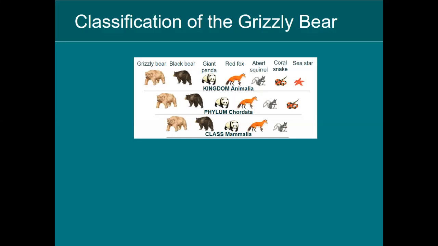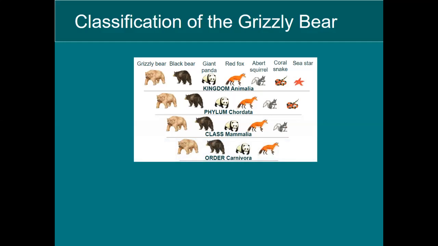Hopefully you were able to come up with order. The order here is Carnivora. These are our meat eaters. It doesn't mean they only eat meat, but these are animals that do eat meat, so your herbivores tend to drop out. What did we lose here? That's right, the squirrel. We take out the squirrel and now we're down to animals that will eat other organisms. So kingdom, phylum, class, order.